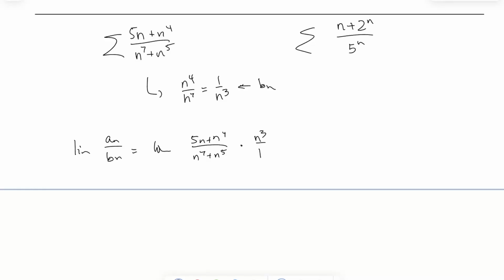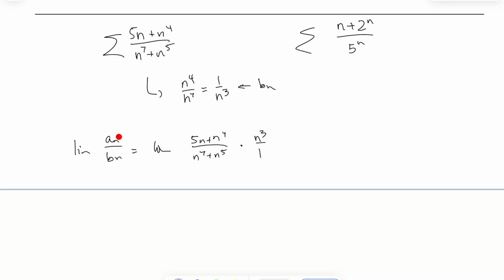All right, you want to chat about these? So for the first one, pretty much everybody said the bn's should be n to the 4 over n to the 7. I find it easier to just simplify that from the get-go, although some people left it as 4s and 7s the whole time. It's not wrong, it's just you'll have to simplify it eventually.